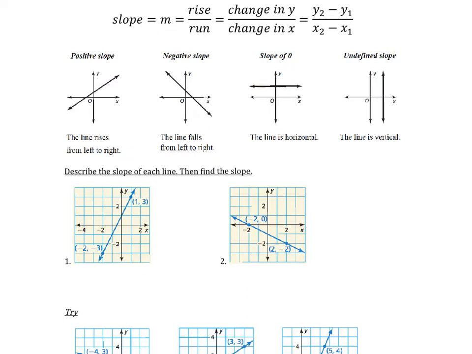Okay. All right, so let's get into 1 and 2. So describe the slope of the line. I just want to tell what sign it's going to be. So moving left to right, it's going up. So this is going to be a positive slope, okay?